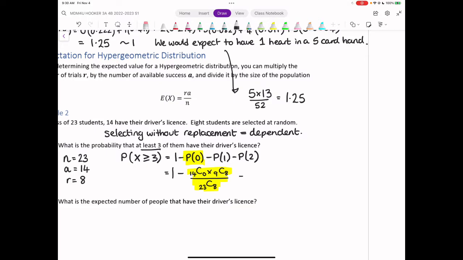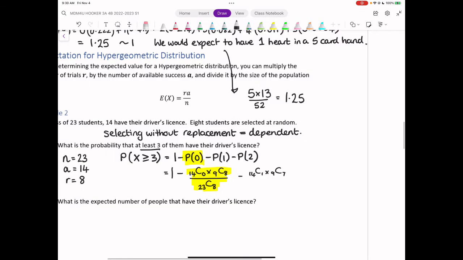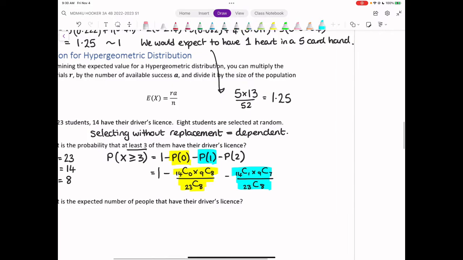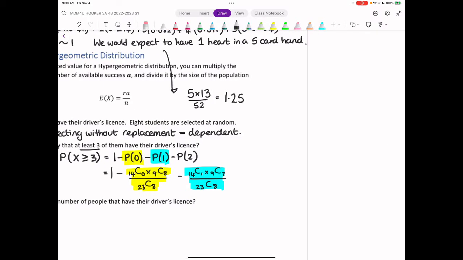Okay, next one, probability of 1. So that's 14 choose 1. And out of the remaining 9 who don't have licenses, we've chosen 7. Out of 23 choose 8. And you'll see that the denominator is the same as the previous one again. So the only thing that is changing are the numbers that I'm now going to highlight in blue. So the next one, 2.